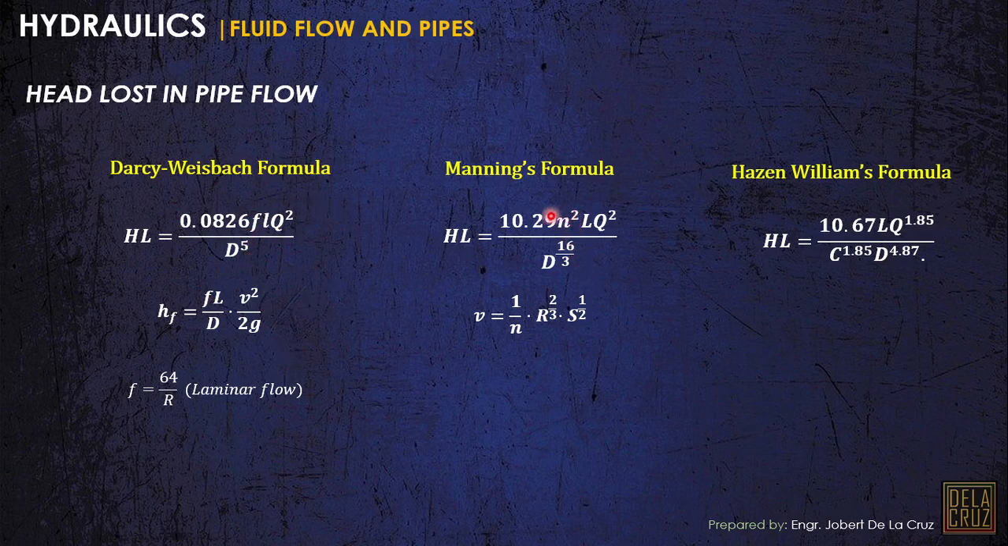If N naman yung binigay, that is the coefficient of resistance, I think. You can check this on the internet, ano yung meaning dito, at yung C. Okay, so ito yung mga head losses na gagamitin natin. If hindi naman binigay yung friction factor, then we can calculate that using this formula for laminar flow.